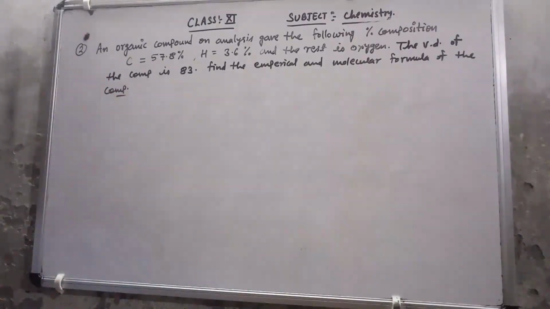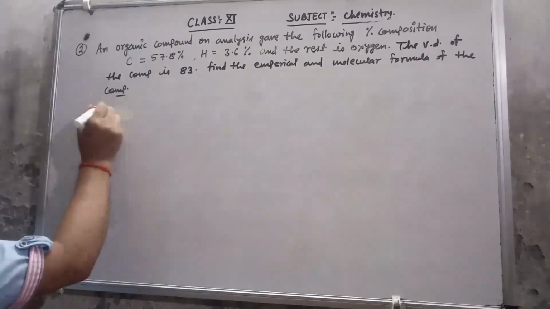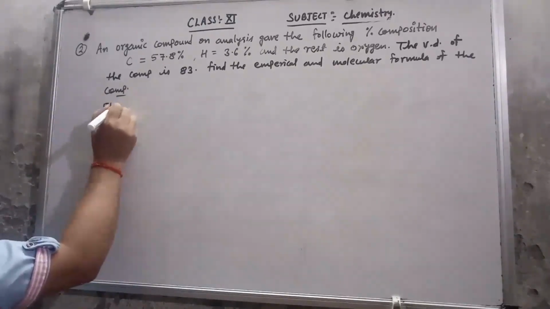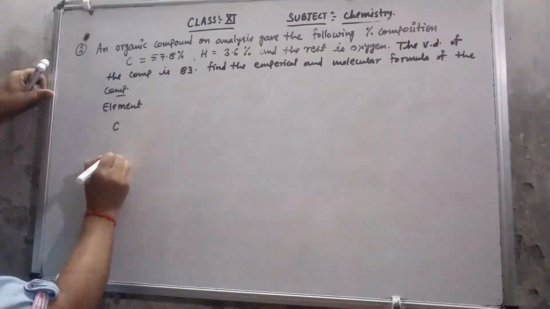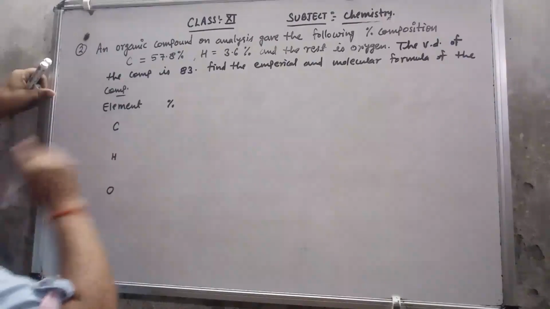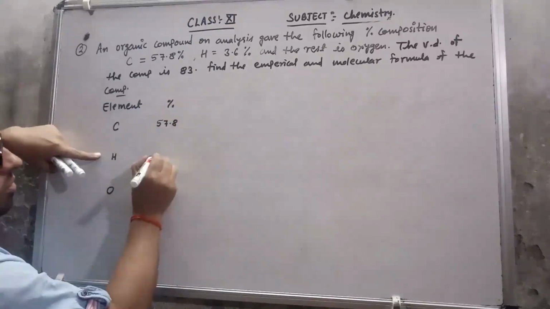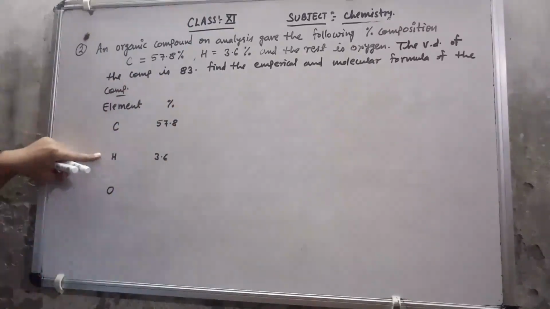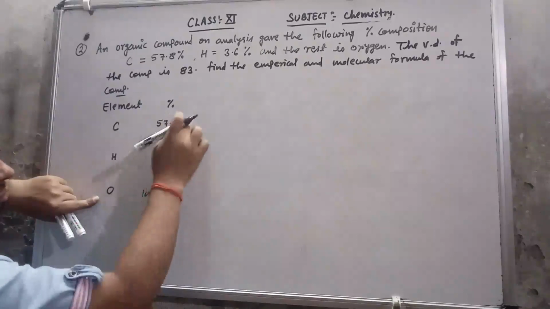Now the same way again, what to do? First of all we will make the table. This is the table of elements. Which elements are given? Carbon, hydrogen, and the rest they said is oxygen. Then the percentage: carbon is 57.8, hydrogen 3.6, the rest is oxygen. The total we know is 100. So how to find the percentage of oxygen? This is 100 minus the sum of these two.